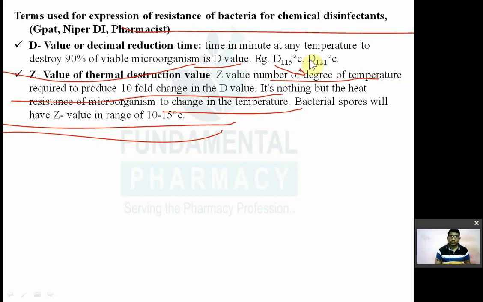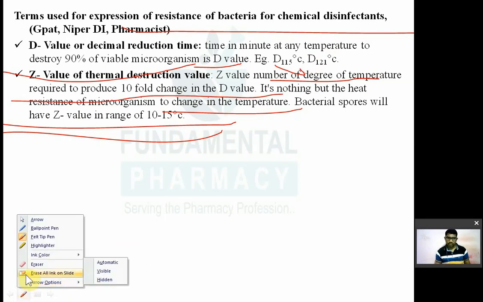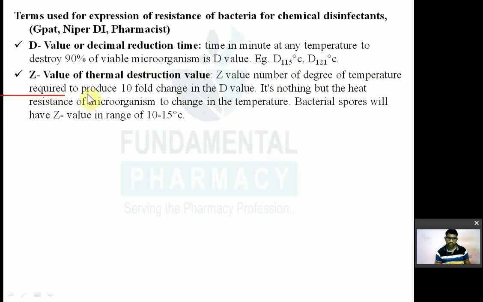Decimal reduction time. It is nothing but the time at any temperature to destroy 90% of viable microorganisms. Z value is nothing but the thermal destruction value. What is it? It is the number of degrees of temperature required to produce the 10-fold change in the D value. This question has come twice already. It is nothing but the heat resistance of microorganism to change in the temperature.